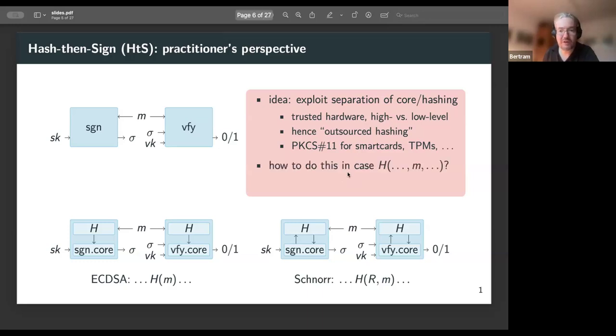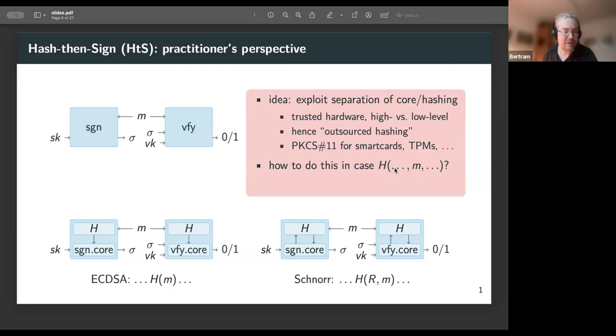Now, this raises two questions, namely, first, hash and sign. In this case, it's clear what happens. The hashing would be done in the PDF viewer, for example, and the core in the smart card. But in the Schnorr case, it becomes less clear because you have this interaction, and so the interface is a bit more unclear. So how can we do this in this case?